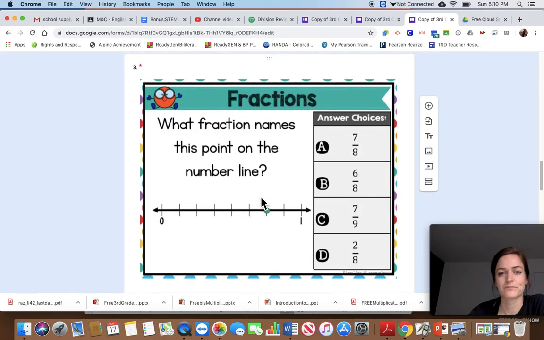Let's look at the next one. What fraction names this point on the number line? So here's our whole. Which fraction is this? Okay, go ahead and pause the video, write down your answer, and click play when you're ready to go.